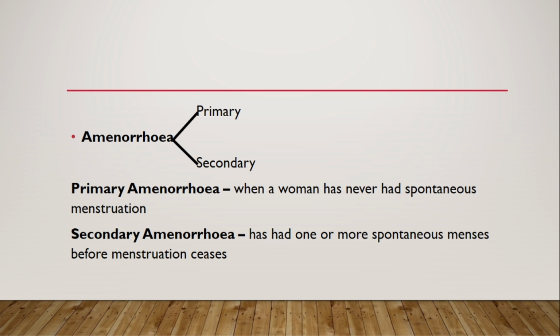Secondary amenorrhea is when a woman has had one or more spontaneous menses before menstruation ceases. That is, a woman that has been menstruating previously, then menses suddenly ceases. So these types of patients are said to have secondary amenorrhea. But in primary amenorrhea, a woman has never had a spontaneous menstruation.